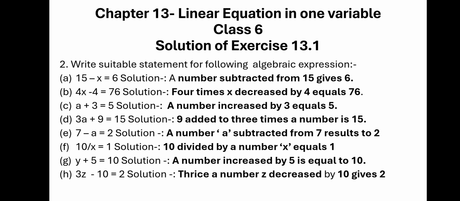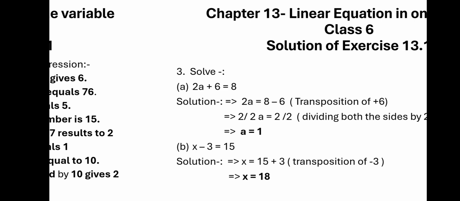3z minus 10 equal to 2: thrice a number z decreased by 10 gives 2. So that is how we can write. Slight changes will be there, but this is how the statement is written for the algebraic expression.